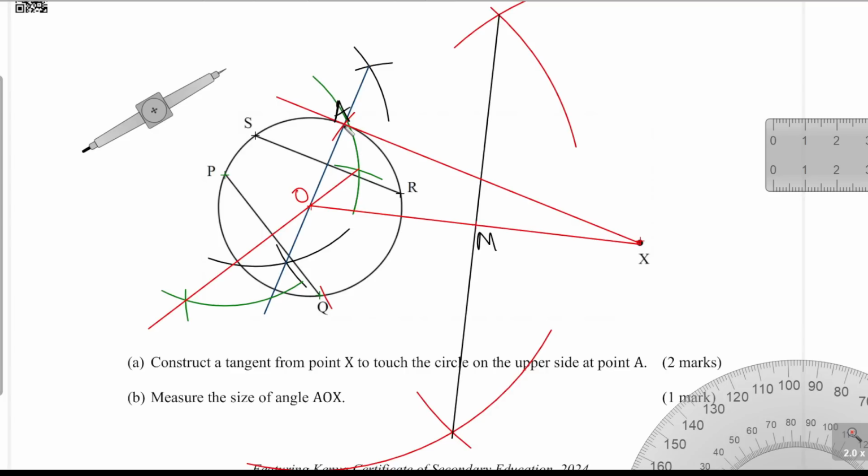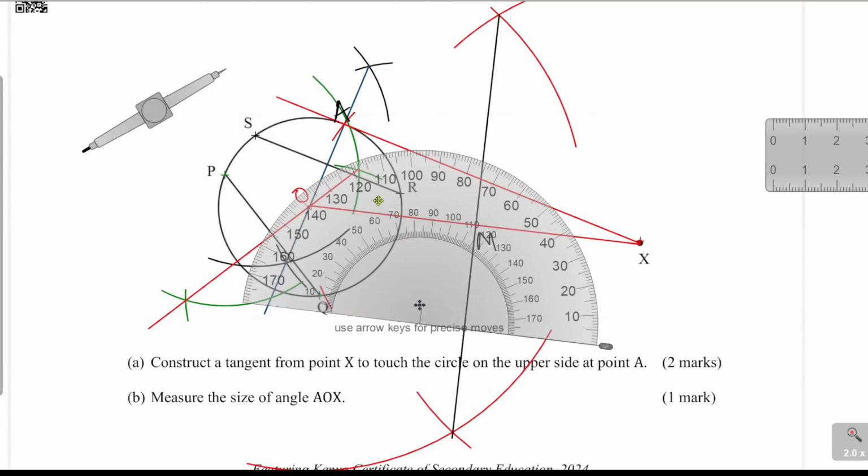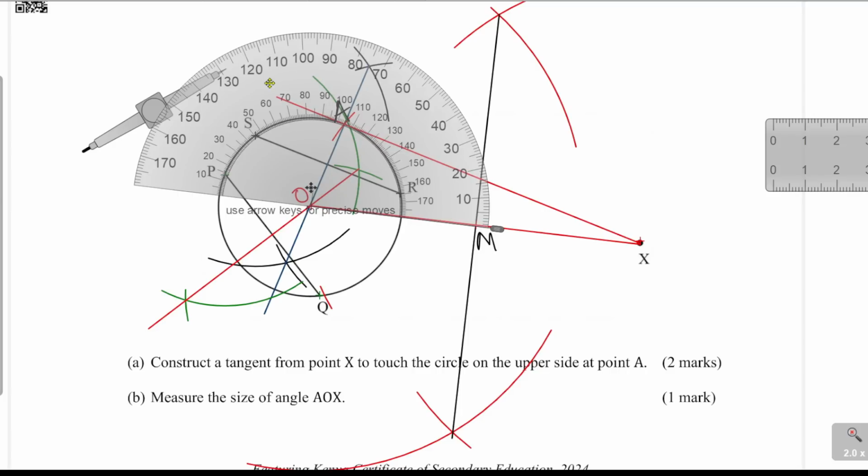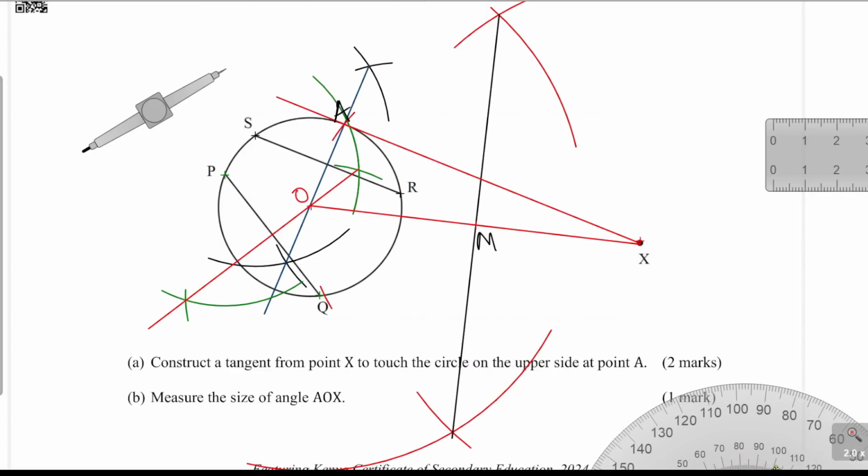Then measure the size of angle AOX. It is this angle that is here, AOX. So take a protractor, you place the center there, and you measure that angle from this point. So from this side up to this point here, this will be 75 degrees. So measure angle AOX. AOX is equal to 75 degrees. So that is how we solve that question.